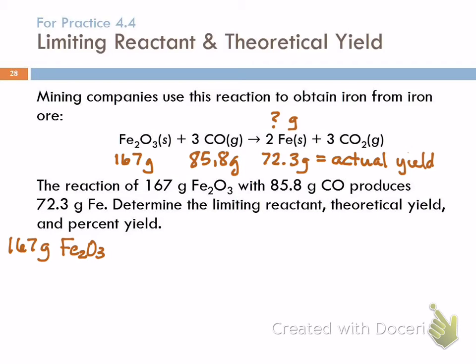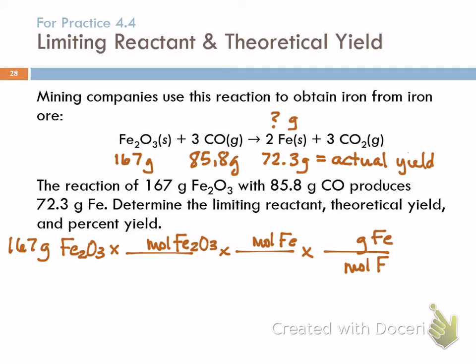Okay, so 167 grams of Fe2O3, 2 moles of iron per mole of Fe2O3, and grams of Fe. Units go down here: moles of Fe2O3, and down here is grams of Fe2O3.